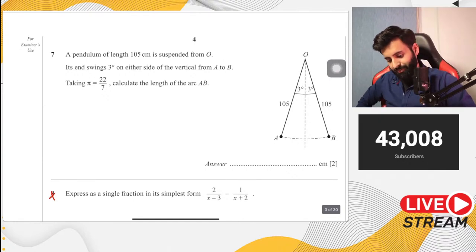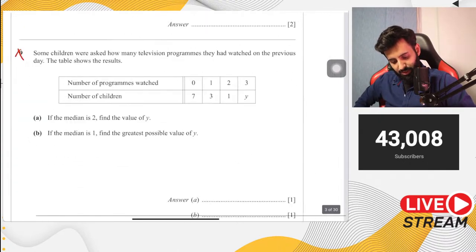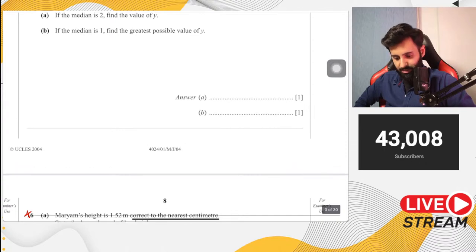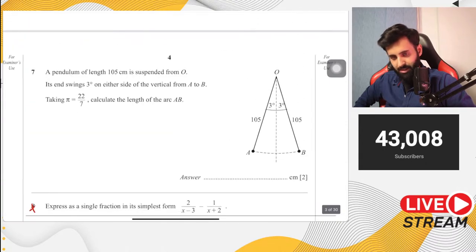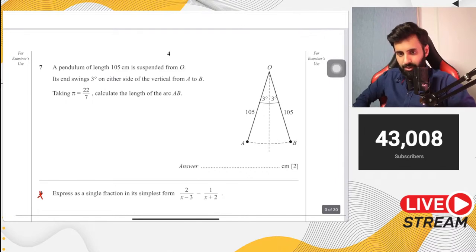Now, question number 7. This is from May, June 2004, paper 1. Okay, let's see what this says. And by the way, I've attached this worksheet in the description. You guys can download it from there if you want.